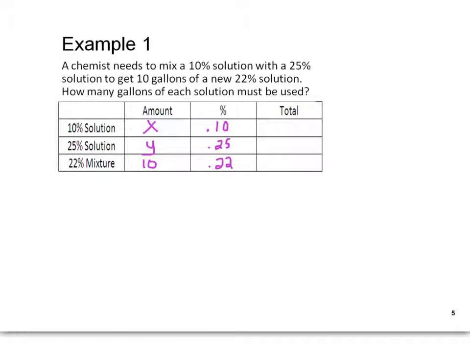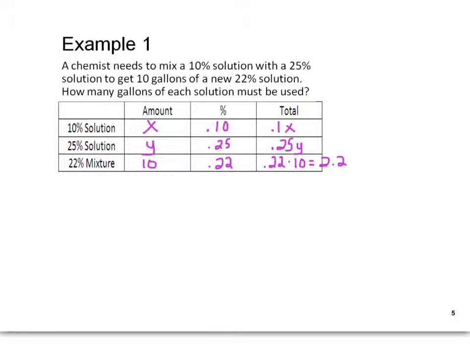For our total then, we would say x times 0.10 is 0.1x. For our 25% solution, we'd say 0.25 times y. But then 10 times 0.22 is going to go in our last row, so I'm going to change it to 0.22 times 10. And that equals 2.2, because we can actually figure out what that was.